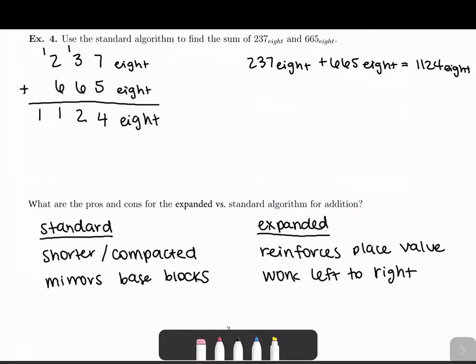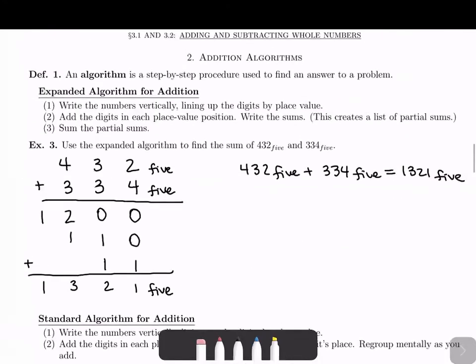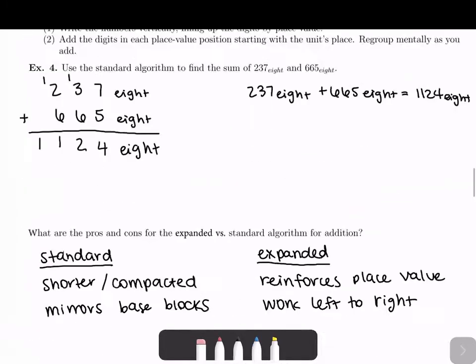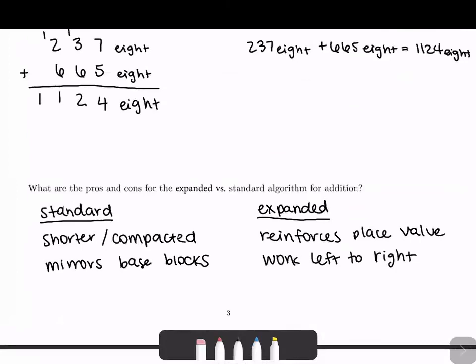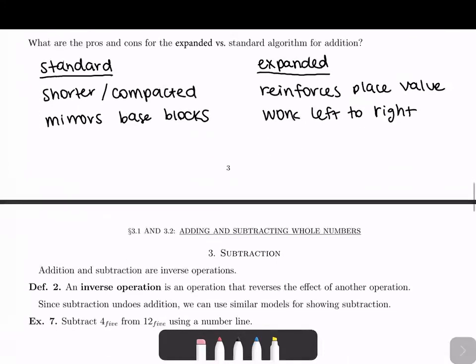Okay, so those are the two algorithms we're going to talk about for addition. So that should be all for addition. So that's all from section 3.1. You can see next time we're going to move to subtraction, which is in section 3.2. So that is all for this video.